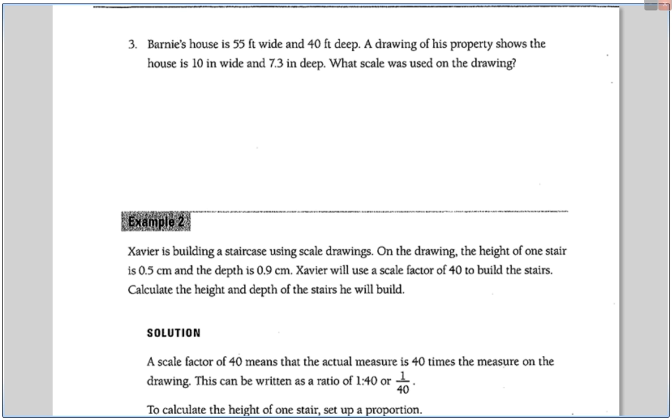Alright, take a look at number 3. Barney's house is 55 feet wide and 40 feet deep. A drawing of the property shows that the house is 10 inches wide and 7.3 inches deep. What scale was used on the drawing?